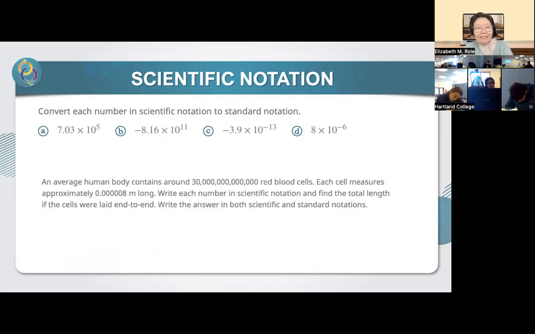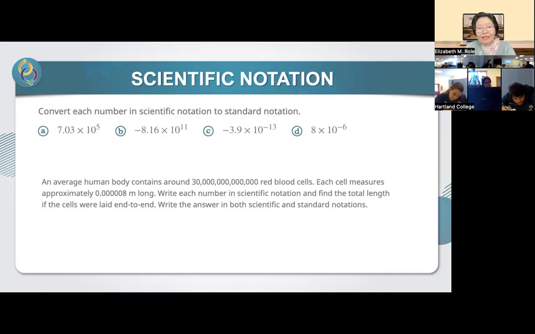An average human body contains around 3 times 10 to the 13, that is 3 followed by 13 zeros, red blood cells. And it says each cell measures approximately 0.000008 meter long. So first, write its number in scientific notation. And then we'll be using some rules of exponents in order for us to find the total length if the cells were laid end to end, and we would like to write the answer in both scientific and standard notations.